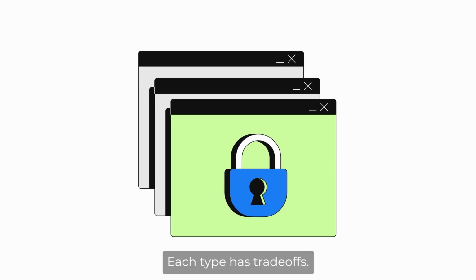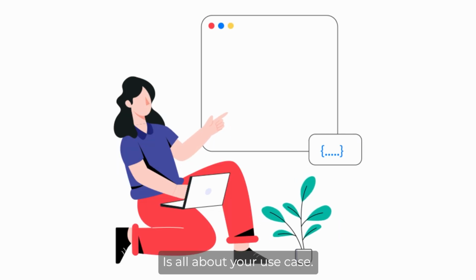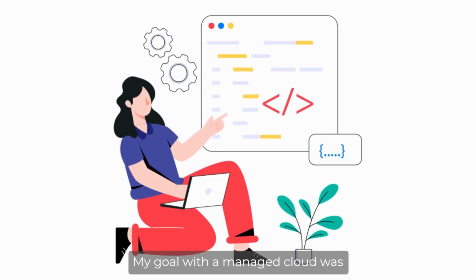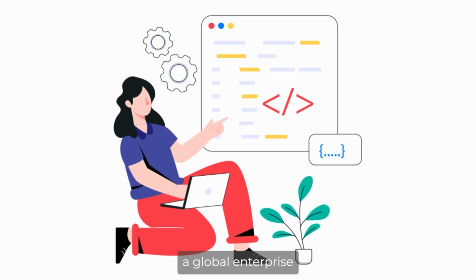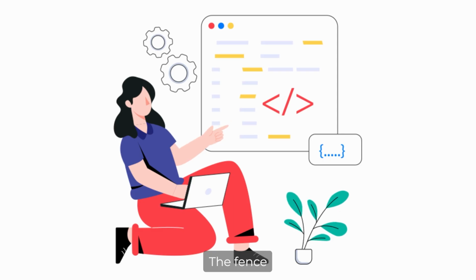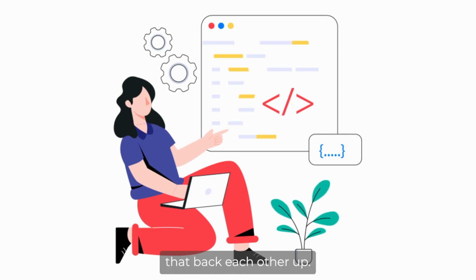Each type has trade-offs. It's all about your use case. A small startup with a few apps might go with a managed cloud WAF. A global enterprise might combine all three for layered defense, like having multiple shields that back each other up.